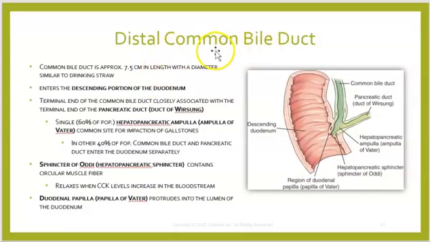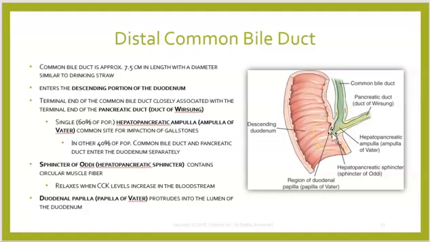The distal common bile duct, sorry about that. All right, so it enters the descending portion of the duodenum. The terminal end of the common bile duct is closely associated with the terminal end of the pancreatic duct. Now, there's usually a single ampulla of Vater, like we see in this picture, but not always.